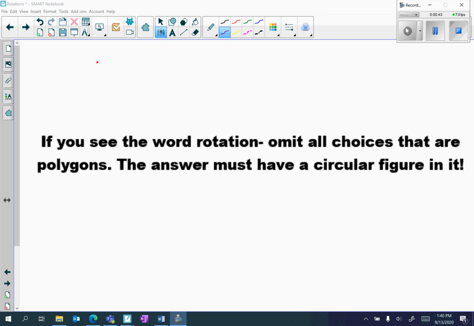Hint, if you see the word rotation, omit all choices that are polygons. The answer must have a circular figure in it.